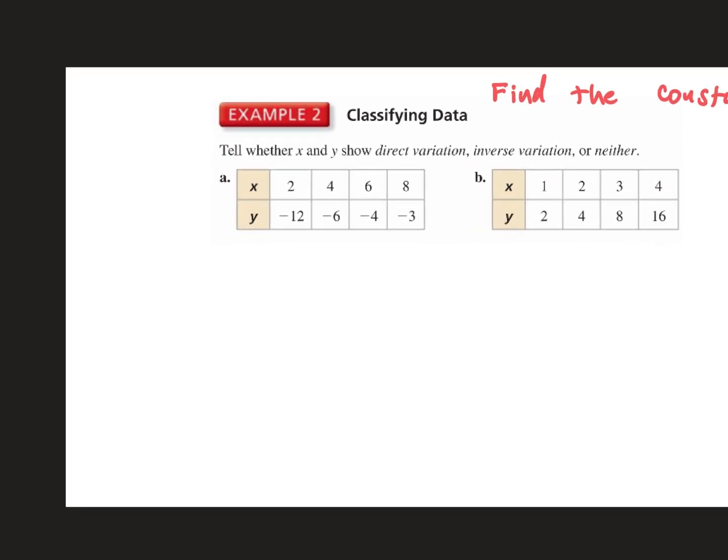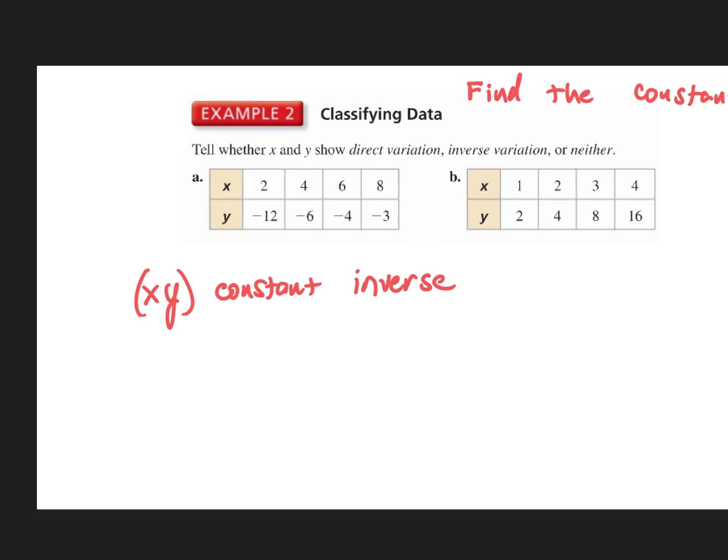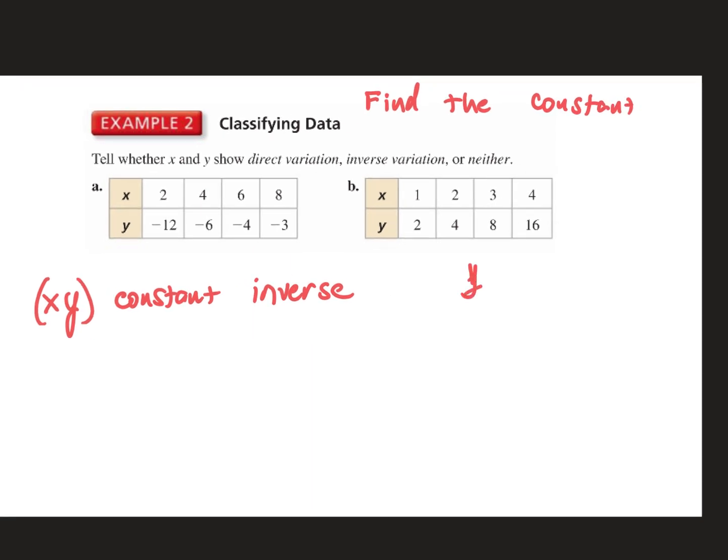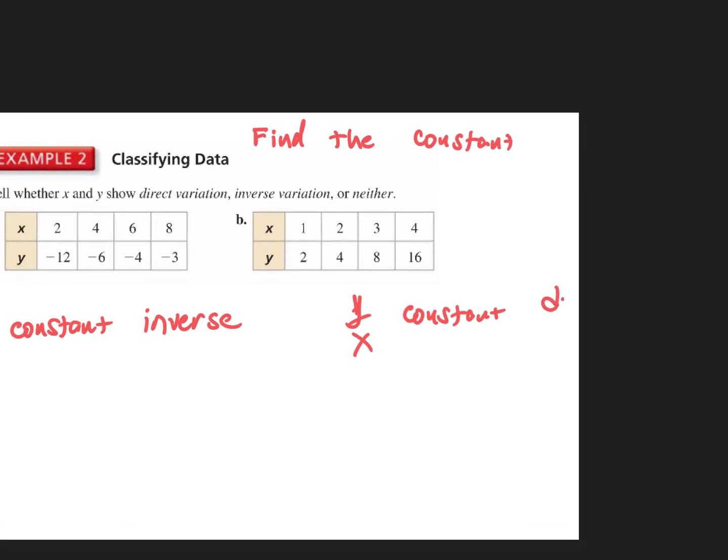If you find xy, if x times y is the constant, this is going to show inverse. You guys are like, wait a second, you just said multiplication gives me direct. When it is multiplied, it's a times x, not x times y. And I'll show you in a second how this works. If you find that you divide y and x, that's your constant, then you have found that it's direct variation.